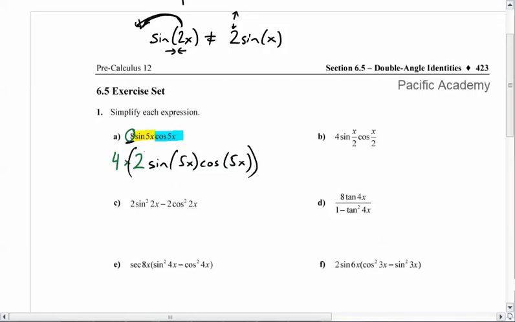So now in my big brackets I've got 2 sine theta cos theta. It's just that instead of theta, I have 5x. So now I can write that bracket as sine 2 theta. It's just that instead of theta, I have 5x. So this is sine 2 times 5x, and I still have a 4 at the front. So this is 4 sine 10x.